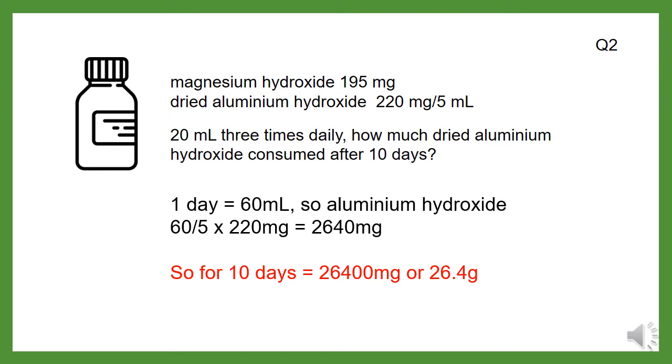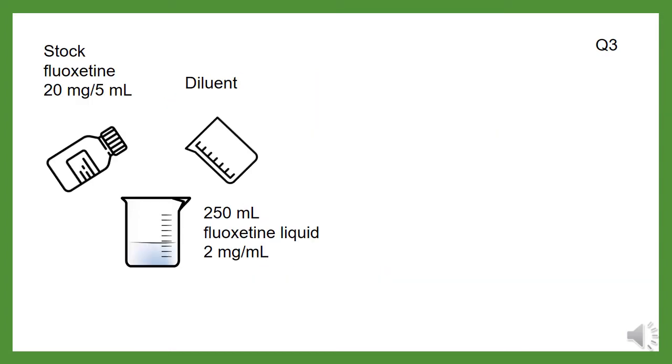Aluminum hydroxide, you know that is 220 mg in 5 ml. So you divide 60 by 5 and then multiply by 220. That gives you, for 1 day, 2640 mg. So for 10 days, just multiply by 10 and then divide by 1000, you will get 26.4 gram as the final answer. Let's look at question number 3.